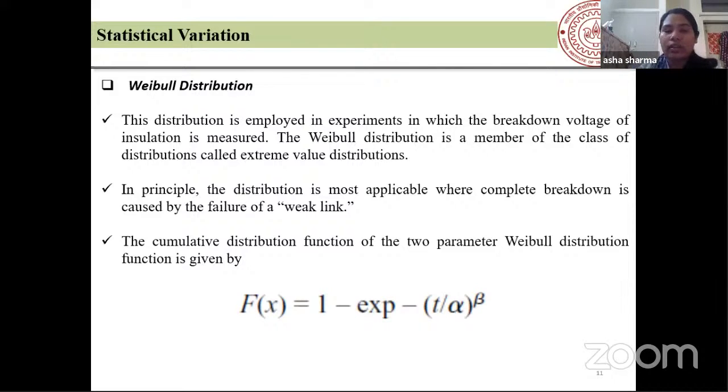Weibull distribution has two parameters, alpha and beta. Alpha is called the scale parameter. It tells about the time by which the failure is occurring, and beta is the spread parameter, which tells about the range of the data.